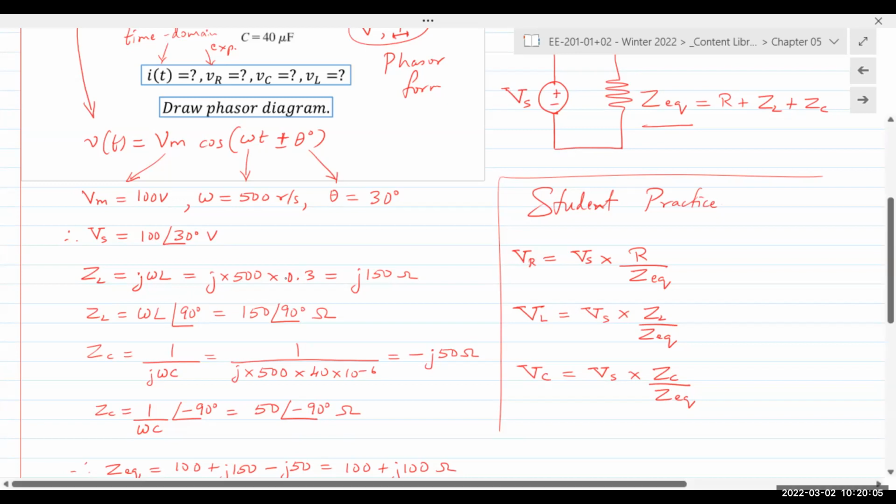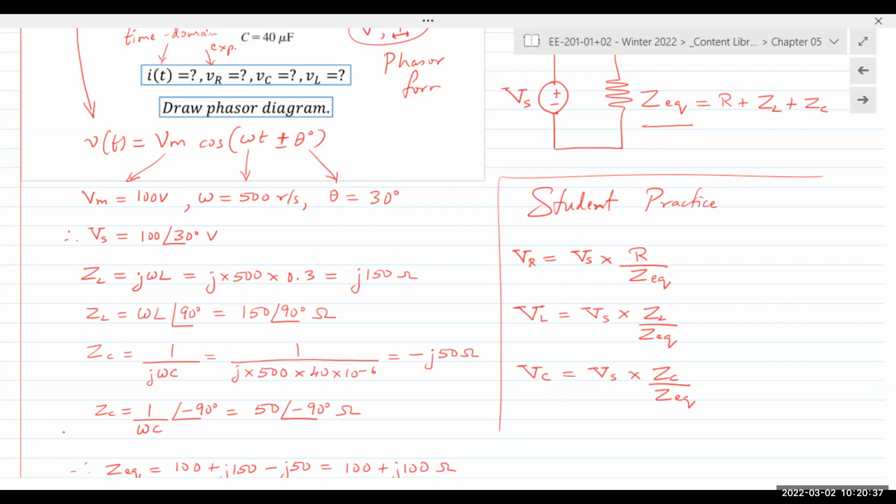So anyway, ZL is J omega L. ZL is also given in polar coordinates as omega L with a phase angle of plus 90. It's always going to be plus 90 because the voltage for an inductor is always ahead of the current by 90 degrees. ELI the ICE man, remember? Voltage is always ahead of the current. For a capacitor, voltage is always behind the current by 90 degrees. So always minus 90. Hence minus J and minus 90.